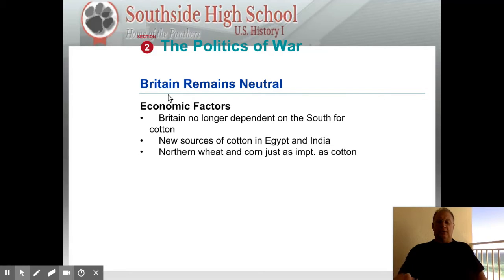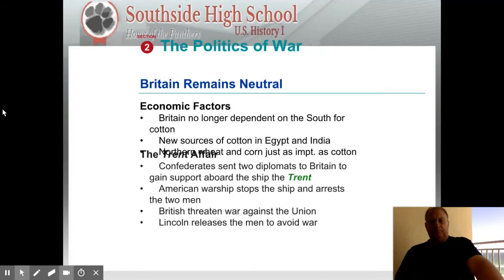Britain was no longer dependent on the South for cotton. Egypt and India were now producing cotton at a larger rate than the South, and the northern wheat and corn that the British were getting from the North were just as important as cotton. And this is huge because the South had depended upon cotton in order to get the British support, and the British still gave us some ships and things of that nature, but for the most part, they remained neutral.